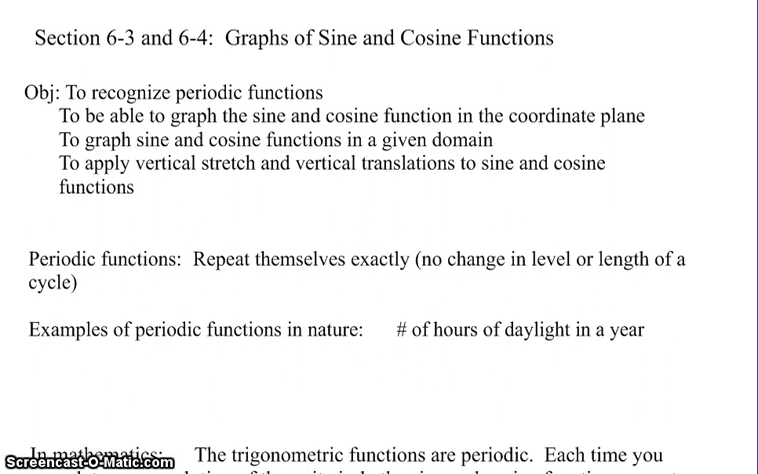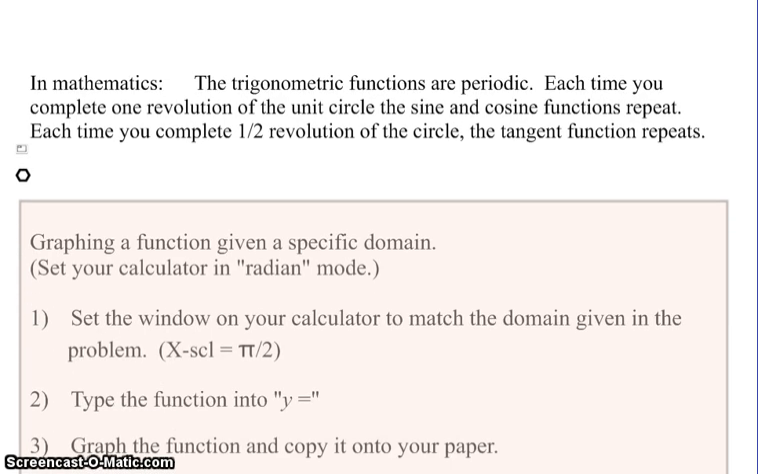In mathematics, the trigonometric functions are periodic. Each time you complete one revolution, the values repeat themselves for sine and cosine. It takes a tangent only a half of a revolution to repeat itself. Today we're going to focus on the sine and cosine graphs.